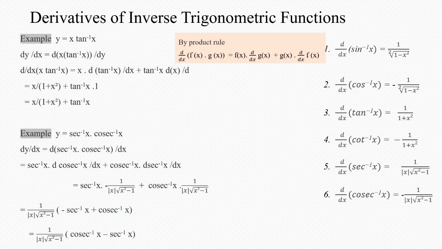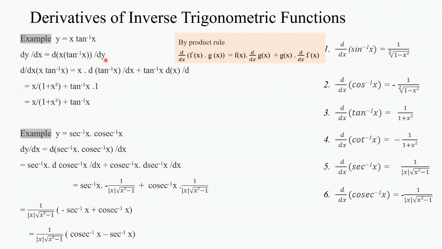Example: y is equal to x tan inverse x. Here, we see product of two functions. Hence, the product rule is used. The formula is this. Now in this example, dy by dx is equal to differentiation of x tan inverse x.